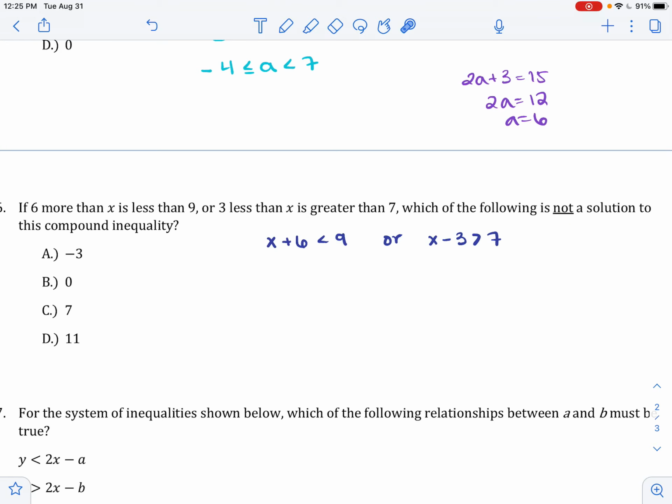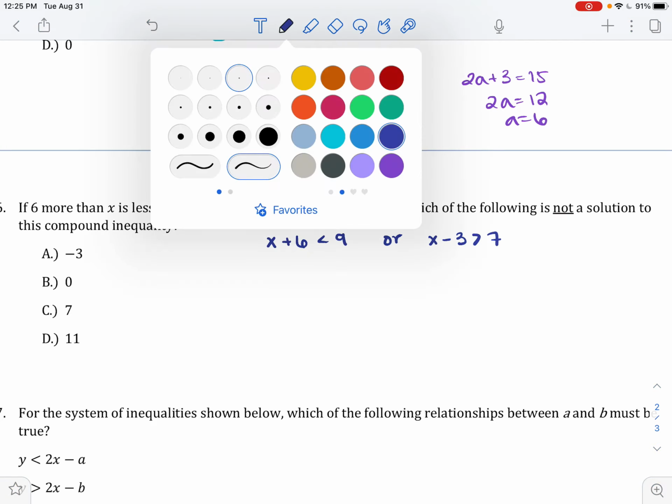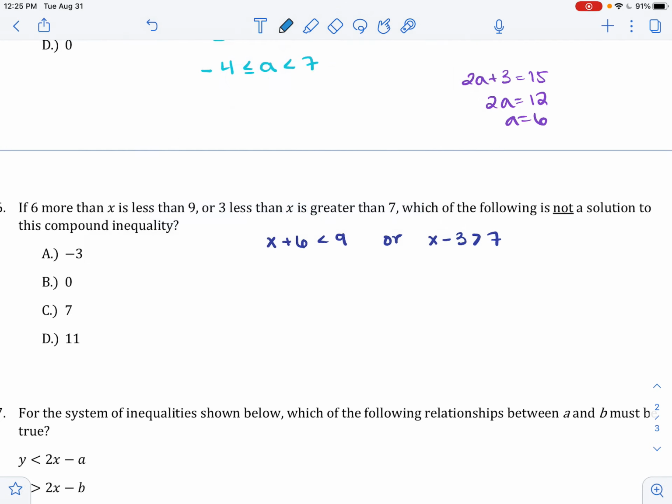So in order for this to not be a solution, in order for one of these to not work, it has to fail in both of these statements. Okay, so you would take a look at these values and test them out in both of these statements. Whichever fails both is not a solution. Okay, so it ends up being that 7 is the non-solution.